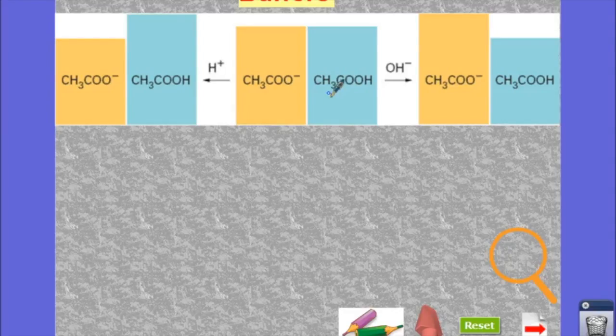This is acetic acid. Its conjugate is acetate. We said the only difference between an acid and its conjugate base is just a hydrogen ion. The acid will have an extra hydrogen compared to its conjugate base. So it's like they are partners. So a buffer will have those two partners, a weak acid and its conjugate base, or a weak base and its conjugate acid.